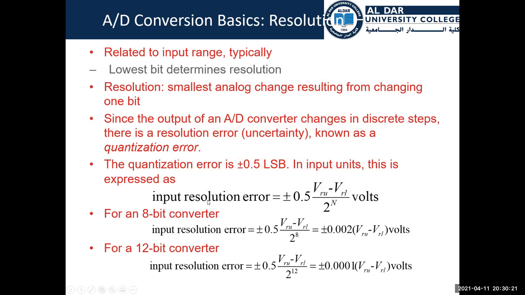This is expressed as the input resolution error, which is 0.5 times V upper minus V lower over 2 to the power n, in voltage. For an 8-bit converter, the input resolution error is 0.5 times the range over 2 to the power 8. We substitute n by 8, multiply, and then we get the input resolution error. For 12-bit, it is going to be a smaller error.